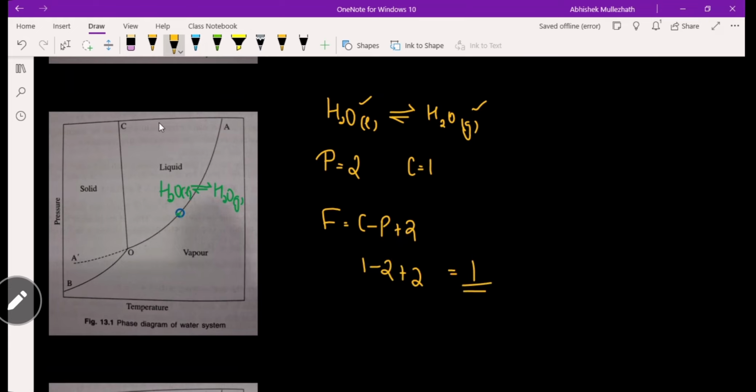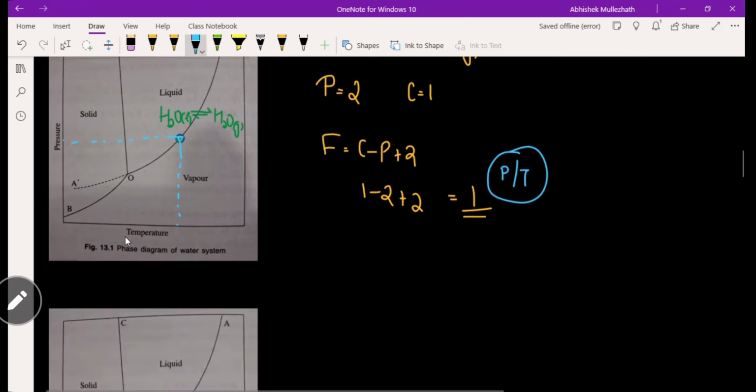So here also you will require either pressure or temperature to define this system. If you specify the temperature, you can tell what the pressure would be, or if you specify the pressure, you can say what the temperature would be. Any one of the variables would be required to define the system, hence the system is monovariant.